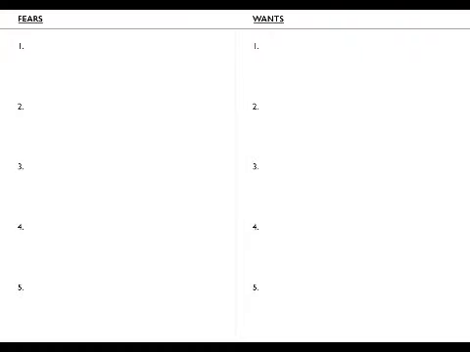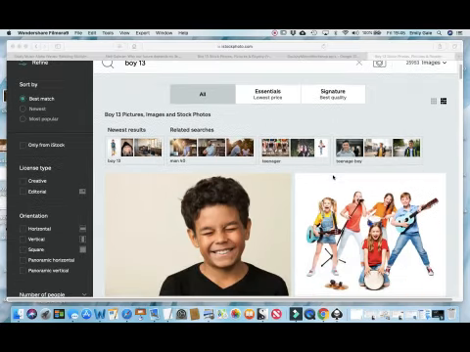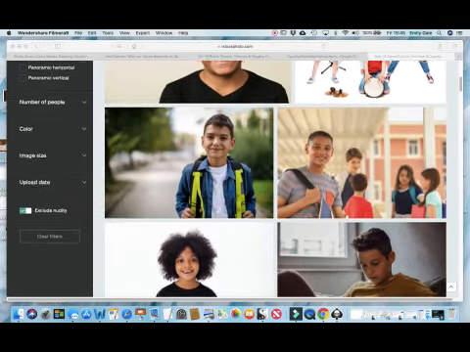And have fun. Thanks. Here's a reminder of what we did. First, we figured out the heart and mind of our character, also known as the core, by listing 5 fears and 5 wants. Then we fleshed out our character, also known as the backstory, by filling in the chart. And finally, we imagined what our character might look like.